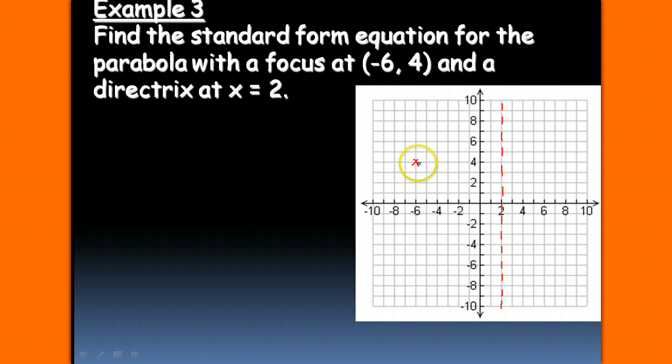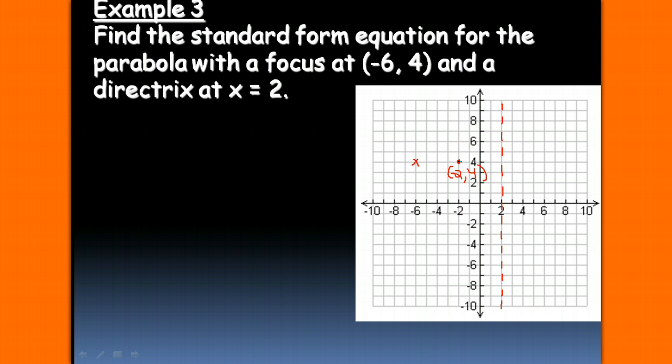So I can move 4, 1, 2, 3, 4, and that's going to be our vertex. And again, we can check it by just moving the same distance from the directrix. So 1, 2, 3, 4, we just found our vertex. And our vertex looks to me to be at negative 2, 4. So I'm just going to label that. Well, now we can go ahead and draw our parabola.